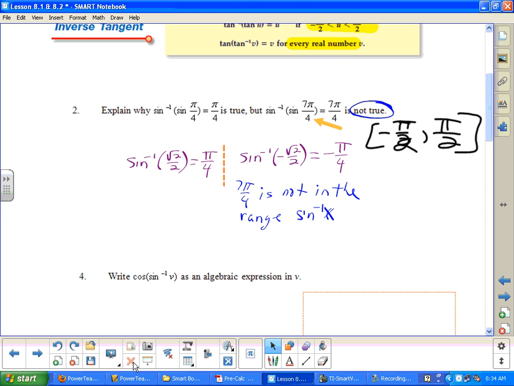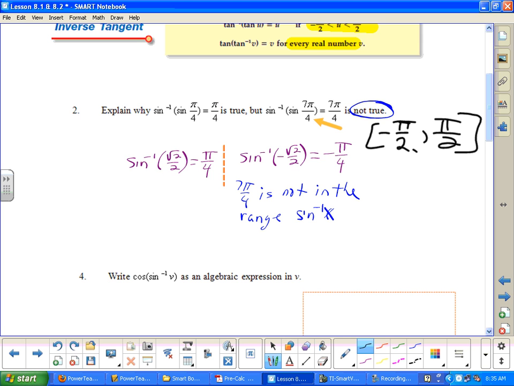Now 7 pi over 4, the sine of 7 pi over 4 is negative square root of 2 over 2. Okay, right? We're in the 4th quadrant. At 7 pi over 4, sine equals negative square root of 2 over 2. But when I do the inverse sine of negative square root of 2 over 2, I have to have an answer between negative pi over 2 and pi over 2. And since 7 pi over 4 is not there, then it can't be 7 pi over 4. It's got to be negative pi over 4. Okay? So that's why that's not true.